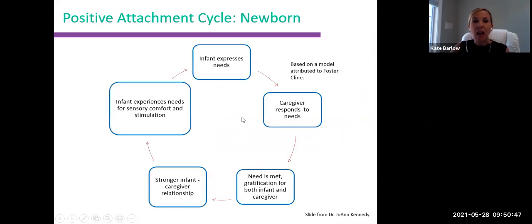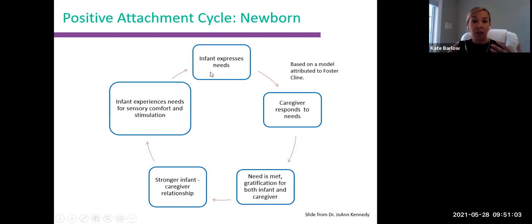So let's talk about what a positive attachment cycle might look like. It starts here where the infant experiences the need for sensory comfort and stimulation. So let's say the infant has a soiled diaper.